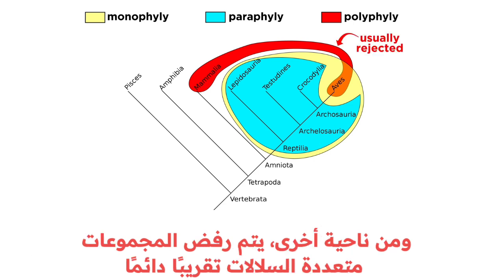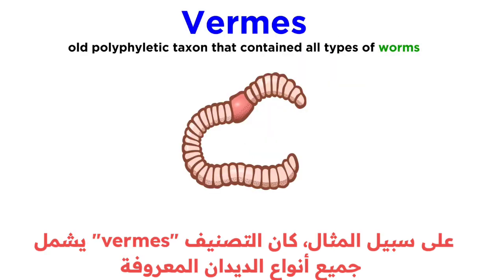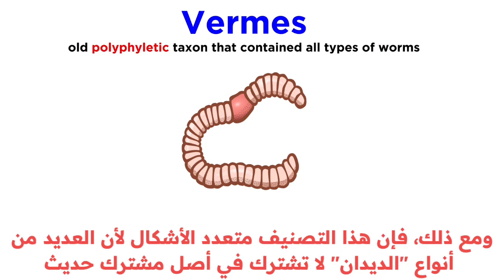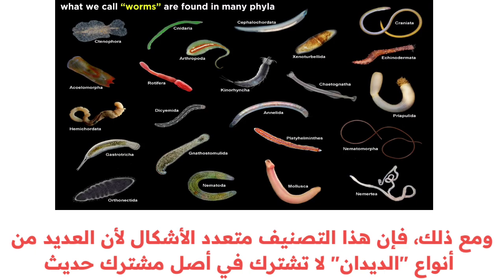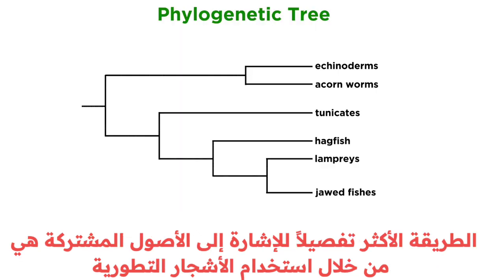Polyphyletic groups, on the other hand, are almost always rejected. The taxon Vermes, for example, used to include all known species of worms. However, this taxon is polyphyletic because many species of worms do not share recent common ancestry. A more detailed way of indicating common ancestry is through the use of phylogenetic trees.